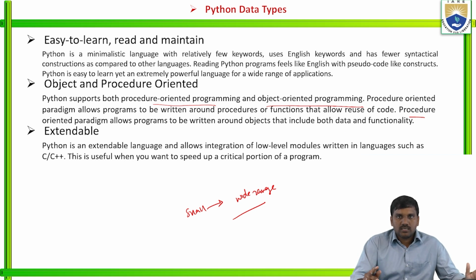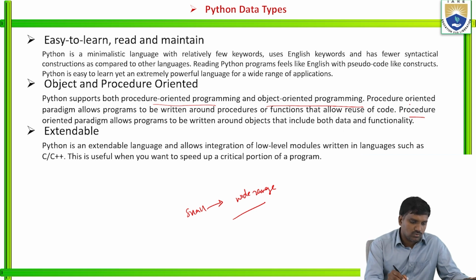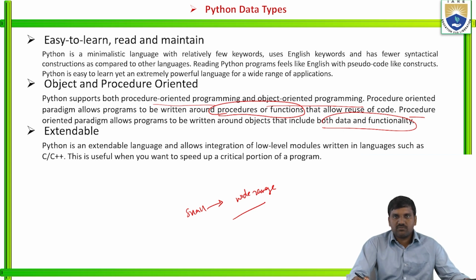So here, object and procedure oriented means what? Procedure oriented allows programs to be written around procedures or functions. Here procedures are functions, but object oriented allows both data and functionality. This is one of the characteristics of the Python language.